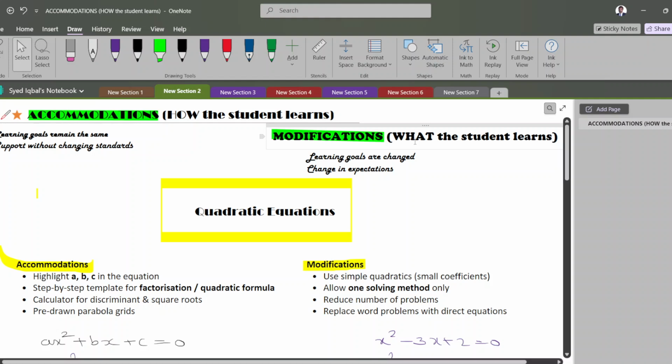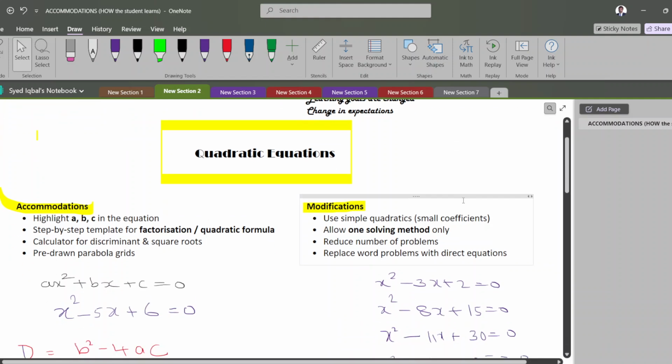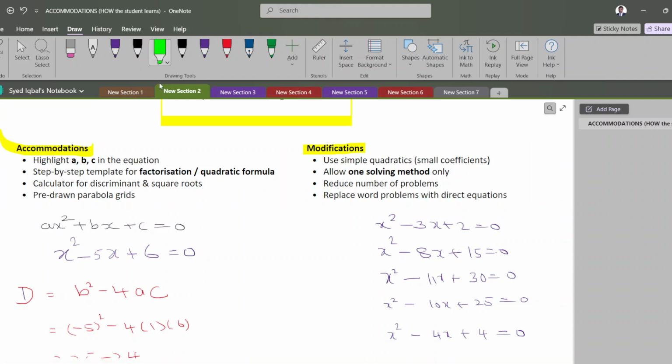That we have discussed in detail. I have made a video about modification and accommodation. Now, how to apply this in our mathematics class. So, I am taking the example of the quadratic equation. In the quadratic equation, in accommodation, what we have to do is highlight the terms A, B, C in the equation. Whatever the given equation is, we have to highlight the terms.